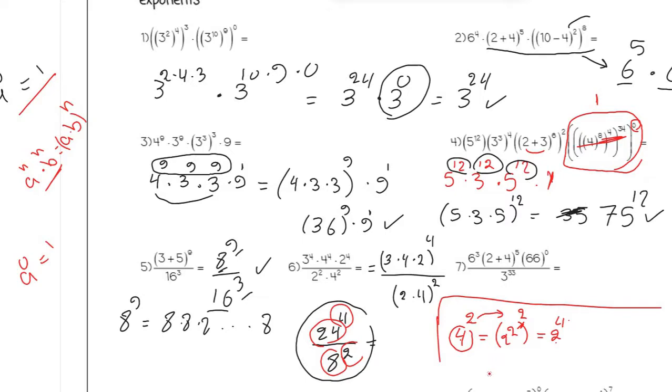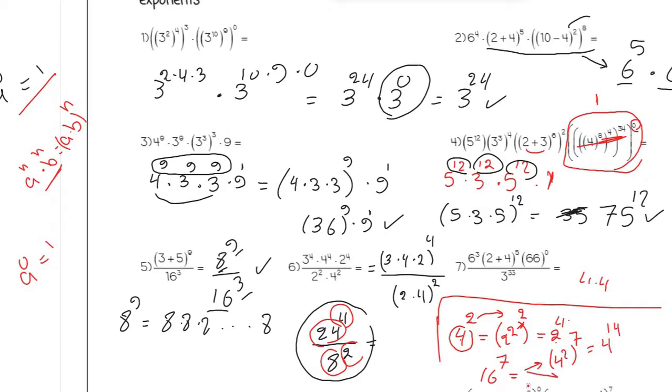Or, for example, if you have 16 to the power of 7. Instead of 16, if you want to change to 4, you can write 4 squared, 4 to the power of 2, because 4 to the power of 2 is 4 times 4, it's going to be 16. And the other power, you have 7. It's equal to 4 to the power of 2 times 7, 14. Look, I changed 16 to the power of 7 to 4 to the power of 14.